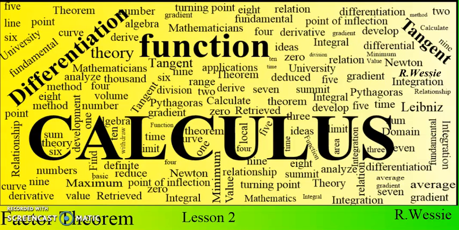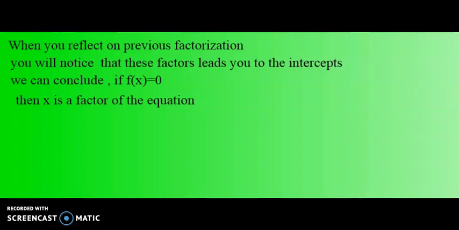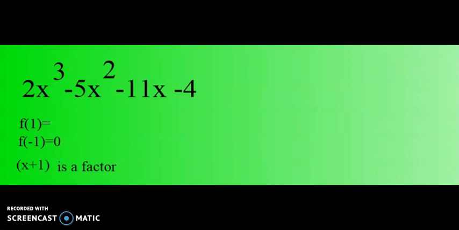I think we are ready for lesson 2 on the factor theorem. So we will hit straight into it and get going with what is the next modus operandi. If you look at the previous factorizations that we've done, you will notice that these factors lead you to the intercepts, when we can conclude that if f of x is equal to 0, then x is a factor of the equation. Let's quickly look at the expression 2x cubed minus 5x squared minus 11x minus 4.